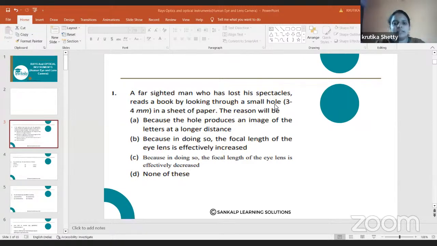B, because in doing so the focal length of the eye lens is effectively increased. But you cannot increase the focal length of the eye lens. Option A is correct here, students. That is because the hole produces an image of the letter at a longer distance. So answer A. Option A is correct here. You cannot increase the focal length of the eye.